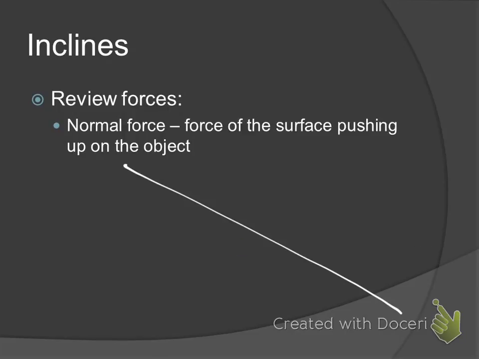Now the difference will be our object is sitting on an incline. So will the normal force go straight up like it has in the past? No. It's going perpendicular to the surface. So now the normal force always goes perpendicular to the surface. It's not necessarily straight into the air. It's perpendicular to the surface.